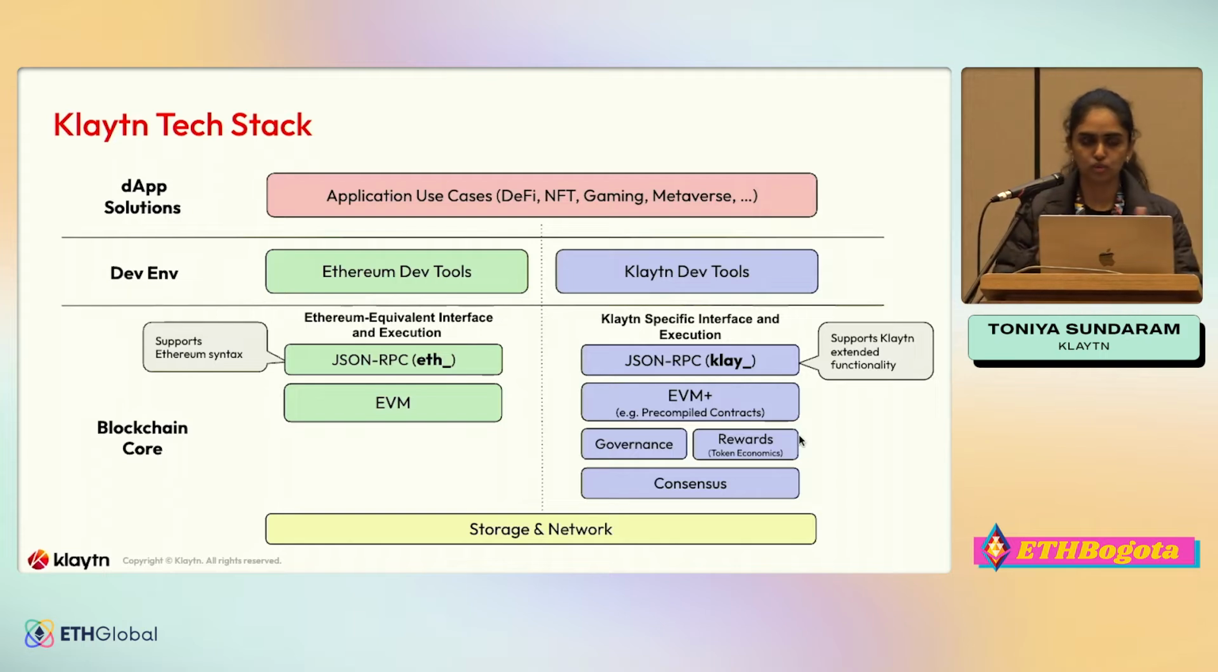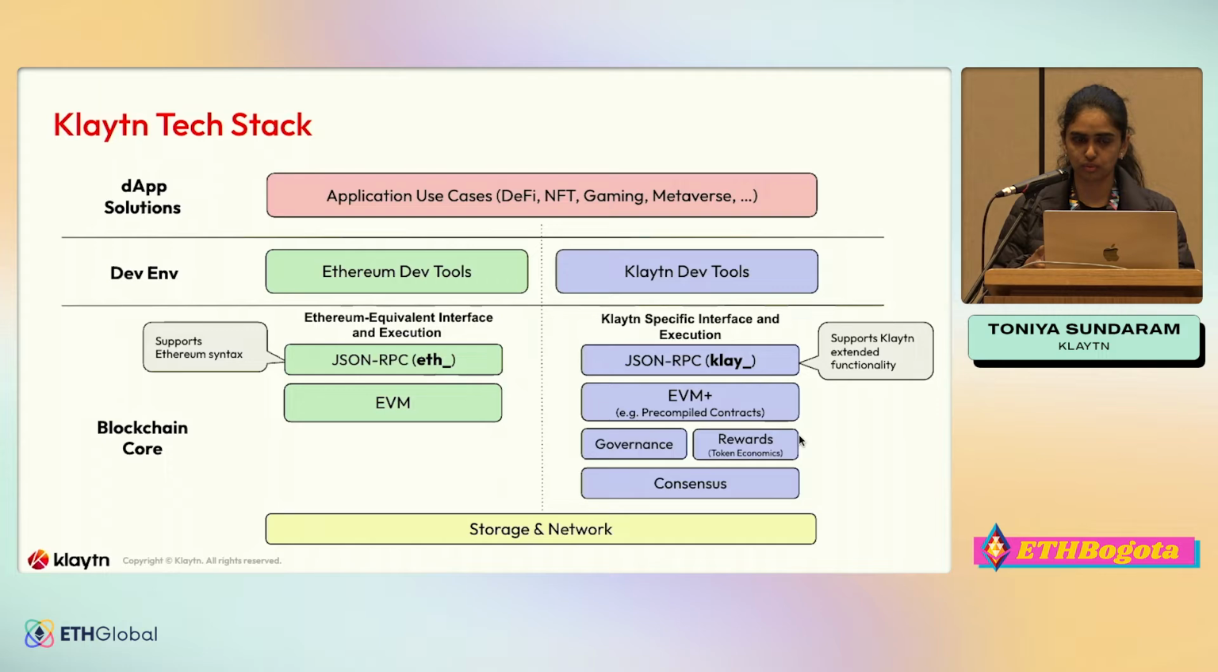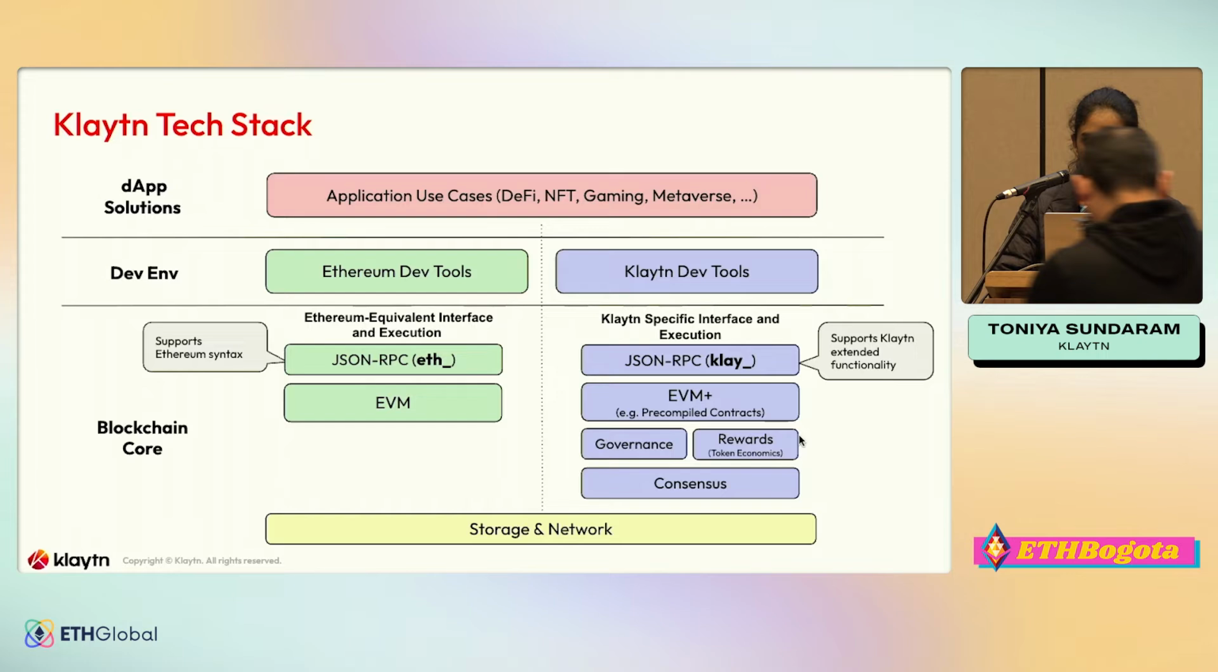Why we have two different interfaces is that in addition to the Klaytn specific features like we saw before, we also support the Ethereum equivalent or Ethereum formatted transactions. For example, let's say you're using ETH.getBalance or ETH.sign in Ethereum network. You can use the same exact methods in Klaytn network as well. And you can use the same tools and same SDKs like Web3.js. You just have to change the RPC endpoints. So it's very easy for a DApp developer who is building on Ethereum to port to Klaytn.